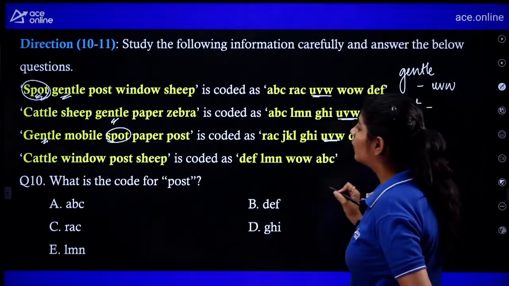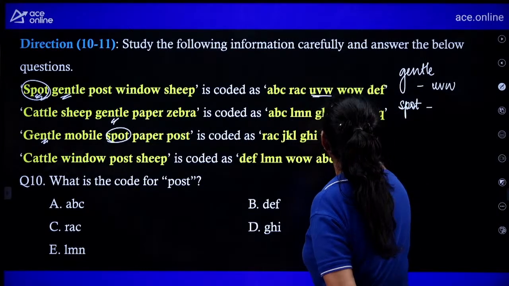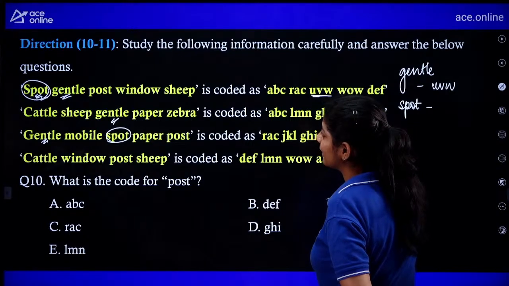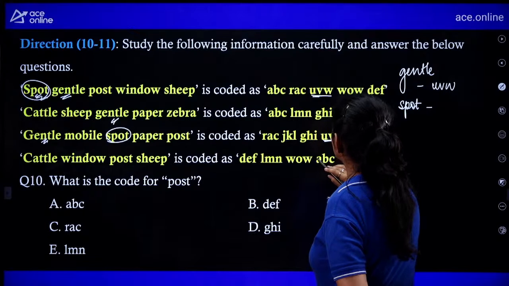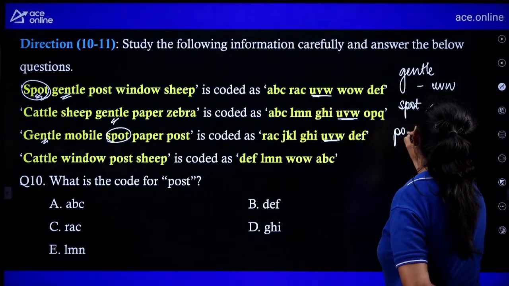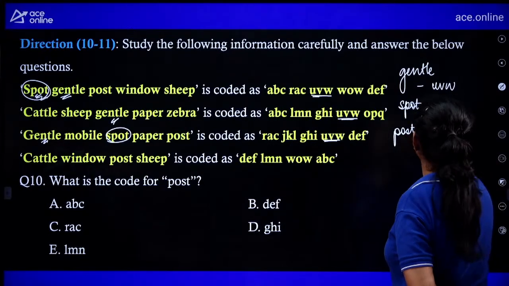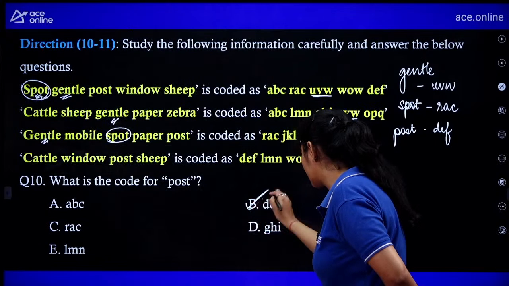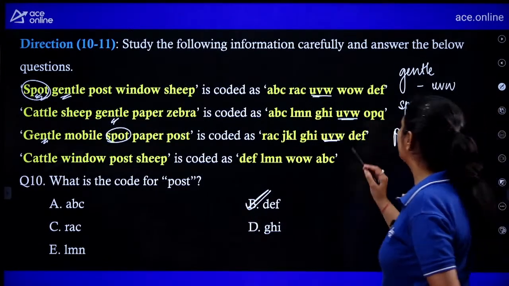For the spot, what code are we having? ABC, no. RAC, yes. Apart from that, DF. Do we have anything else common? Yes, post. So post is over here also. So for the post, we are having DF. And for spot, we are having RAC. Right? So the correct answer over here is option number B.